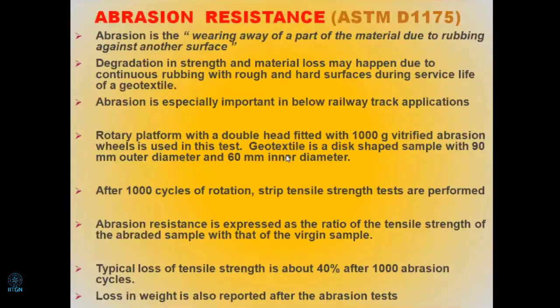Now, abrasion resistance: in the field we are abrading the sample, meaning wearing away part of the material due to rubbing against another surface. So this test is important in that case. How do we check it? Degradation in strength and material loss is determined by performing this test, rubbing against rough and hard surfaces in the laboratory. The abrasion test is especially important in railway track applications or some pavement applications also.